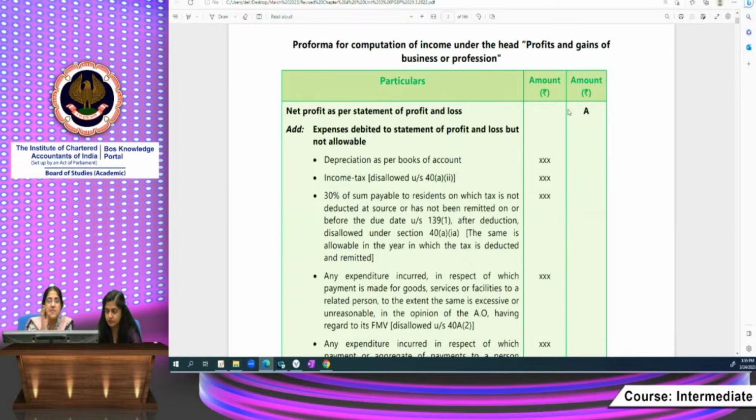Then you have to see whether, based on the number of days of usage in the current previous year, you have to restrict it to 50% or not. That is another thing you have to keep in mind. So depreciation, then income tax is not allowable.